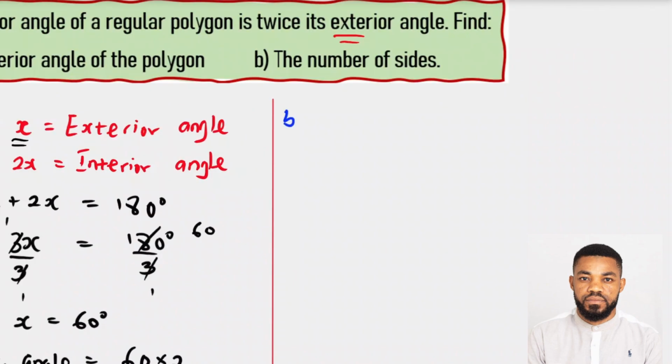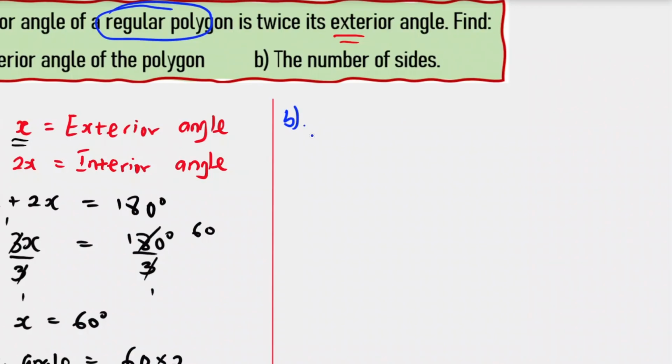So let's go ahead and find the next question, that is B, the number of sides of the polygon. Now that we know the interior angle to be 120 from A, we can find the number of sides of the polygon. Remember, this polygon is a regular polygon. So that's why I'm going to use this.